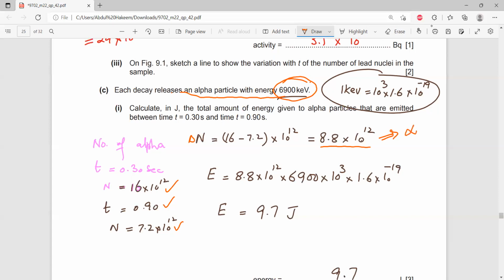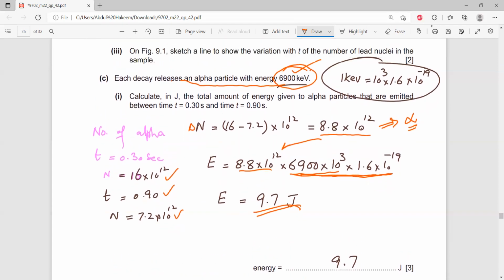These are also the number of alpha particles, because each nucleus emits one alpha. So one alpha particle is carrying this energy, 6,900 kilo electron volt, so kilo is 10^3, and 1 electron volt is 1.6 × 10^-19. This is the energy in joule for one alpha, but we have this number of alpha. After multiplication, we will calculate this 9.7 joule.